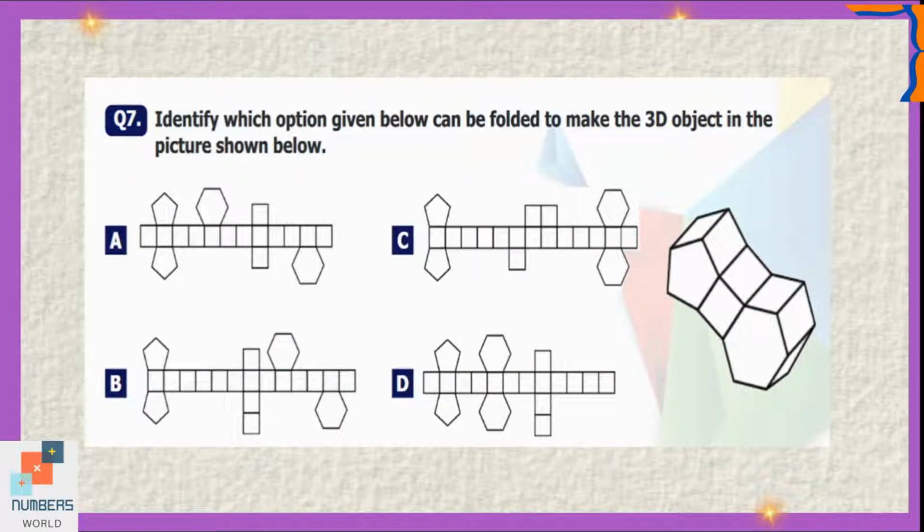Question number 7. Identify which option given below can be folded to make the 3D object in the picture shown below. So you can see different nets over here. So option B is the perfect net for the given shape.